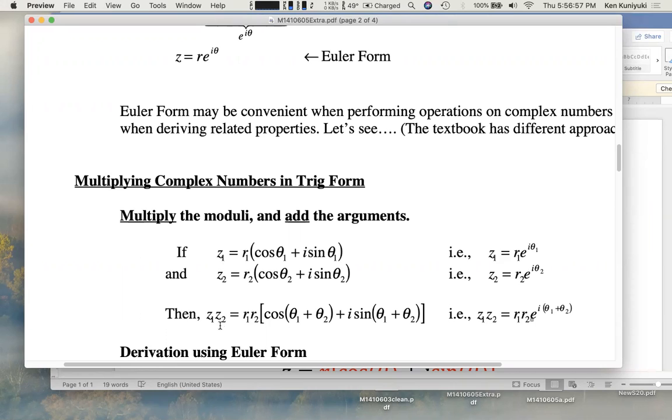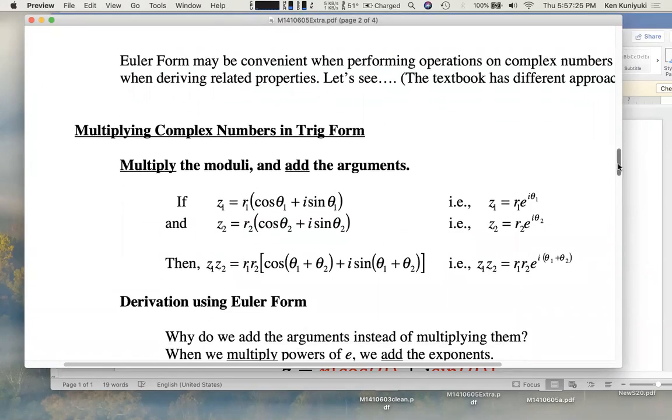But right off the bat, what you can do is in trig form or Euler form, if you multiply two complex numbers, you multiply their r values to get the new r value, and you add the theta values to get the new theta value. The reason is if you multiply two complex numbers, basically the r values multiply, and it comes from the rules for exponents. Remember, when you multiply powers of e, you add the exponents. That's why you add the arguments. So it comes through algebraically.